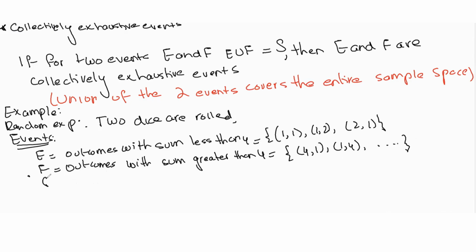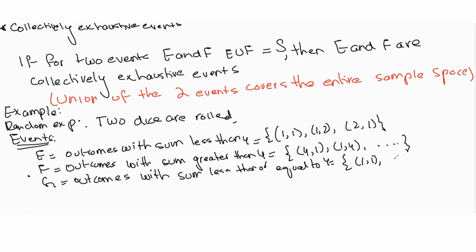Then let's define G, which is outcomes with sum less than or equal to 4. So this would be 1, 1. This would be 1, 2, 2, 1. But since the sum can be 4 as well, unlike event E, we can also have here 3, 1, 1, 3, and 2, 2. So the difference between event E and G is that in E the sum has to be less than 4, while in G it can be equal to 4 as well.